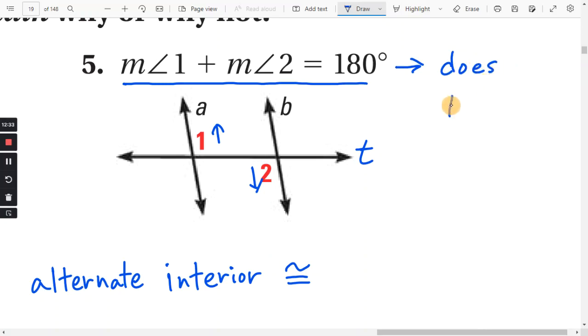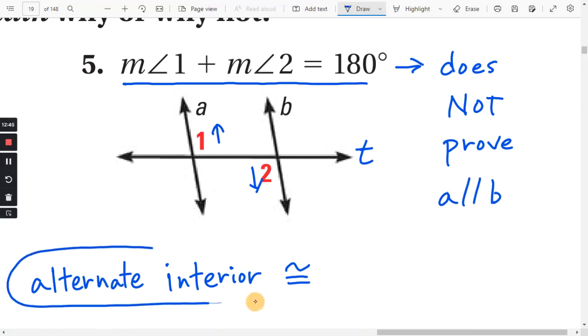does not prove that A is parallel to B. Okay, they would have to be marked congruent. Just because they add to 180, that does not prove it. If they were same side or consecutive interior, that would prove it. But these are alternate interiors.